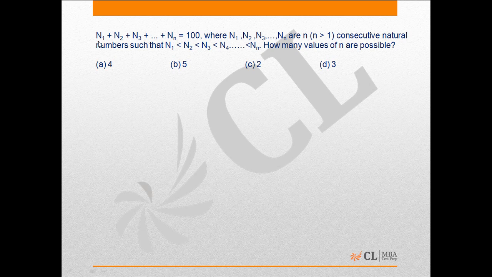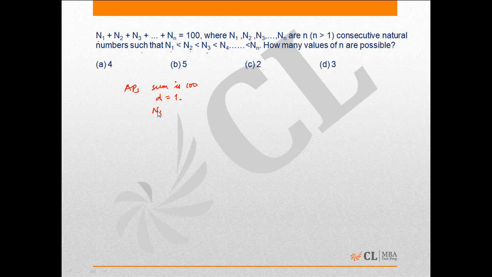This question says the sum of some numbers is 100, and these are consecutive natural numbers such that n1 is less than n2, n2 is less than n3, and so on. How many values of n are possible? So we can also take it as: if these are consecutive natural numbers, then we need to find all such APs whose sum is 100 and the common difference is 1, right?